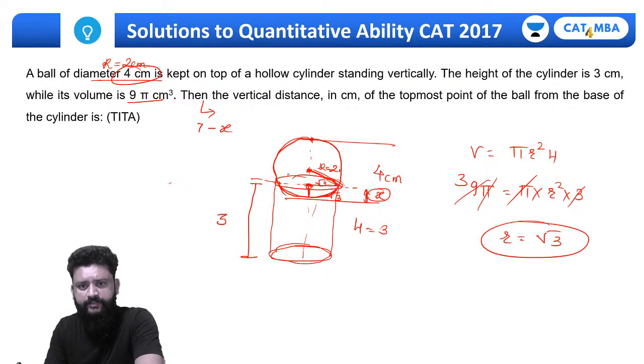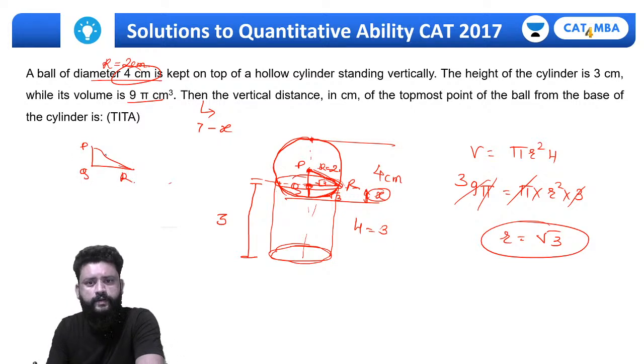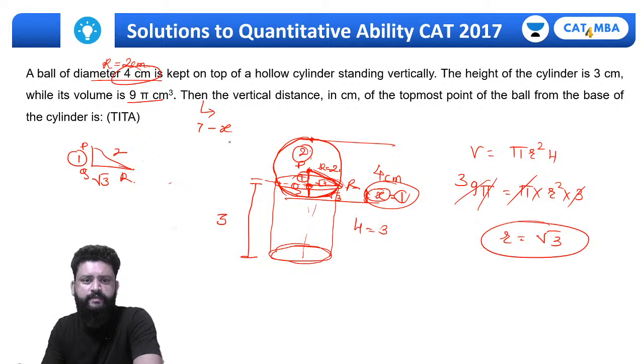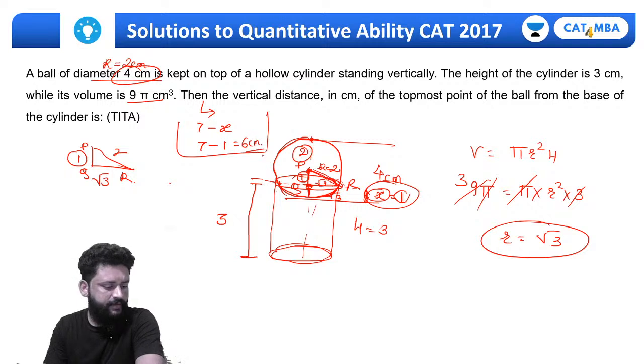Let's call this triangle PQR. So in triangle PQR, this is 2, this is √3. By applying the Pythagoras theorem you'll get PQ as 1. This 1 and the upper 2, so this becomes 3, and this difference, the value of x, we also got as 1. Definitely 7 - 1, what will our answer be? 7 - 1, that has to be 6 centimeters, right.